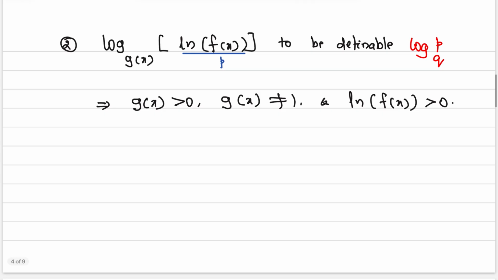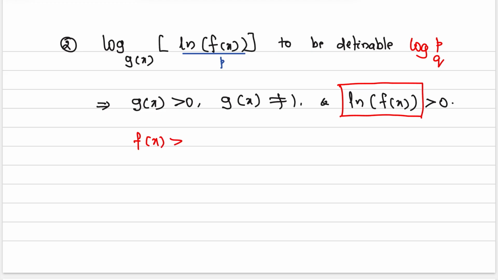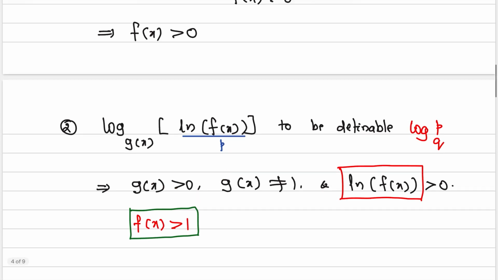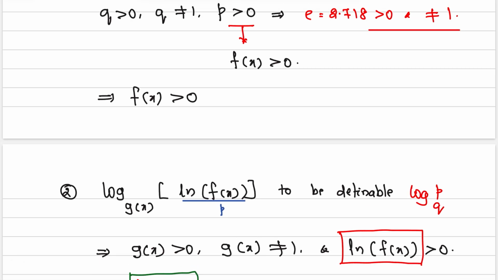When the ln function is greater than 0, since ln 1 is 0, it should be greater than 0, which implies function x should be greater than 1. Just see, for the inner logarithm we got function x should be greater than 0 here.